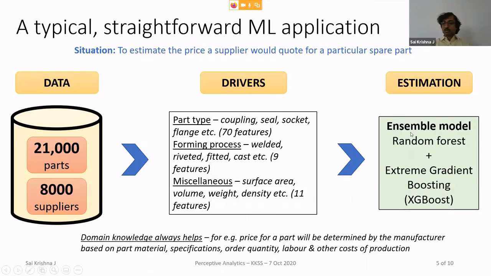So what is the machine learning model that we built? We had an ensemble model. We had one random forest model, and then we had one extreme gradient boosting, or XGBoost, model. When I say ensemble, what it means is, let's say there are two models here, right? One is a random forest and one is XGBoost, and each model will give one particular output. So let's say random forest estimates $2, extreme gradient boosting estimates $3. The final estimate will be 40% of the random forest estimate and 60% of the XGBoost estimate.